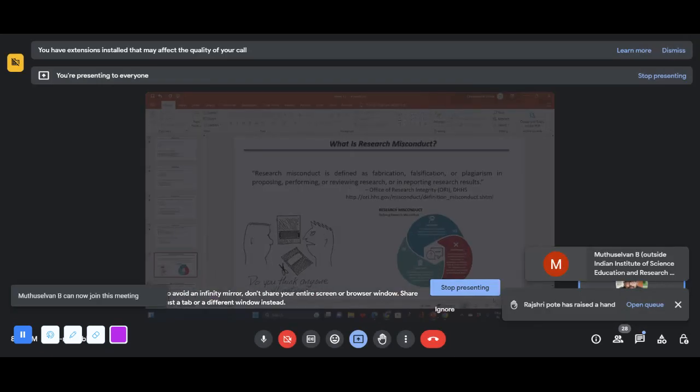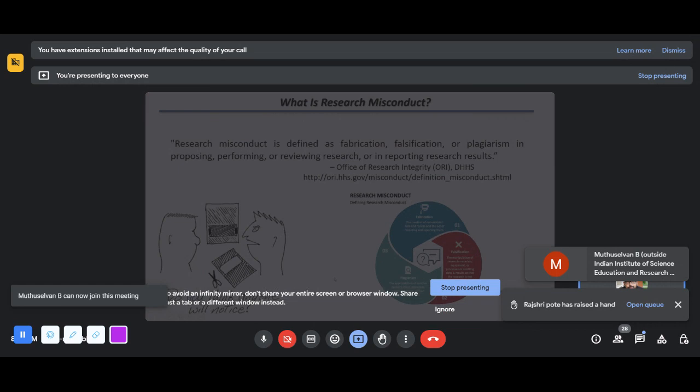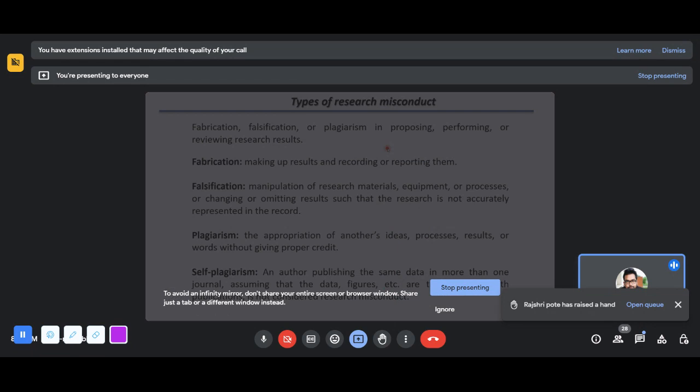So basically, these three are the parts of scientific misconduct: fabrication, falsification, and plagiarism. What is fabrication? Fabrication is making up a result or data and recording and reporting that data.